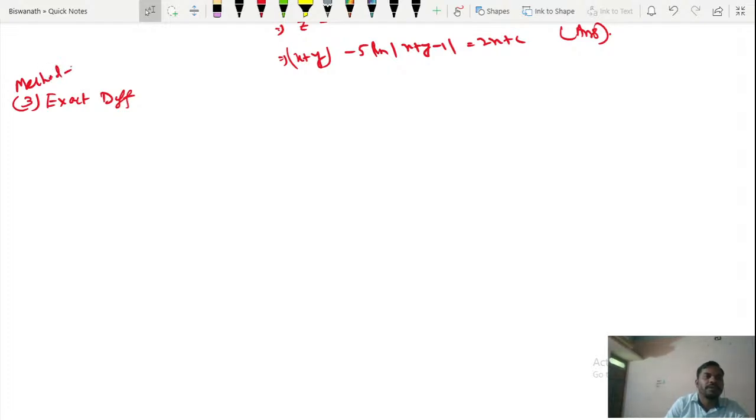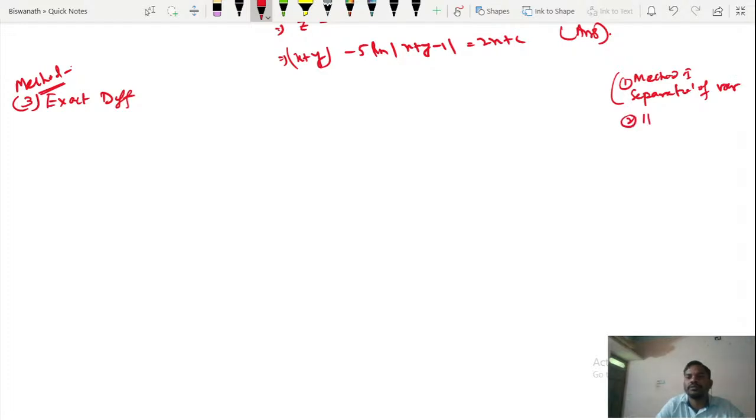In method 1, we read the separation of variable form. In method 2, we know how to solve a homogeneous differential equation. Now in method 3, we will learn how to solve an exact differential equation. That means if a differential equation is exact, how to solve it. So method 3 is your exact differential equation.